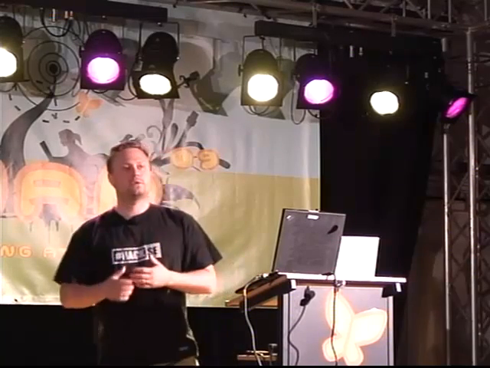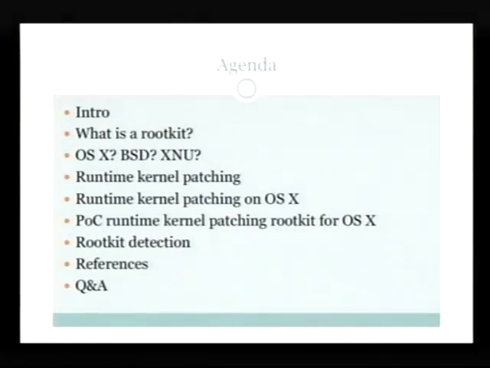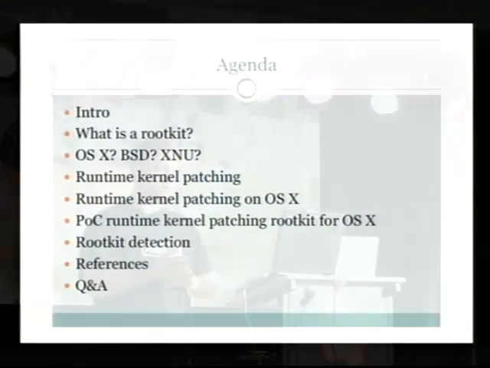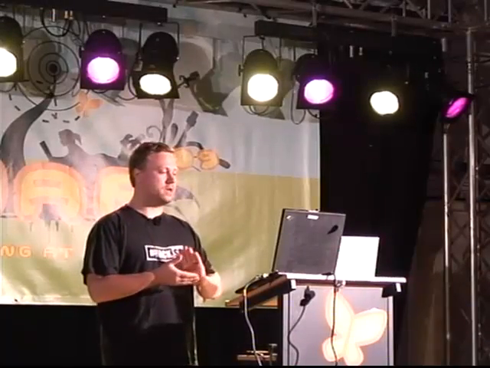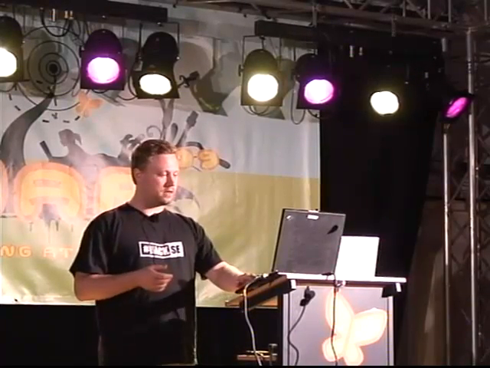The first thing we're going to do is talk a little bit about what a rootkit actually is. Then we're going to talk about the usual way of doing kernel patching in the Unix environment. And then we're going to talk about some of the specific parts about using Mac OS X. Then we have a short proof of concept. And then we're going to talk about detection and have a Q&A.